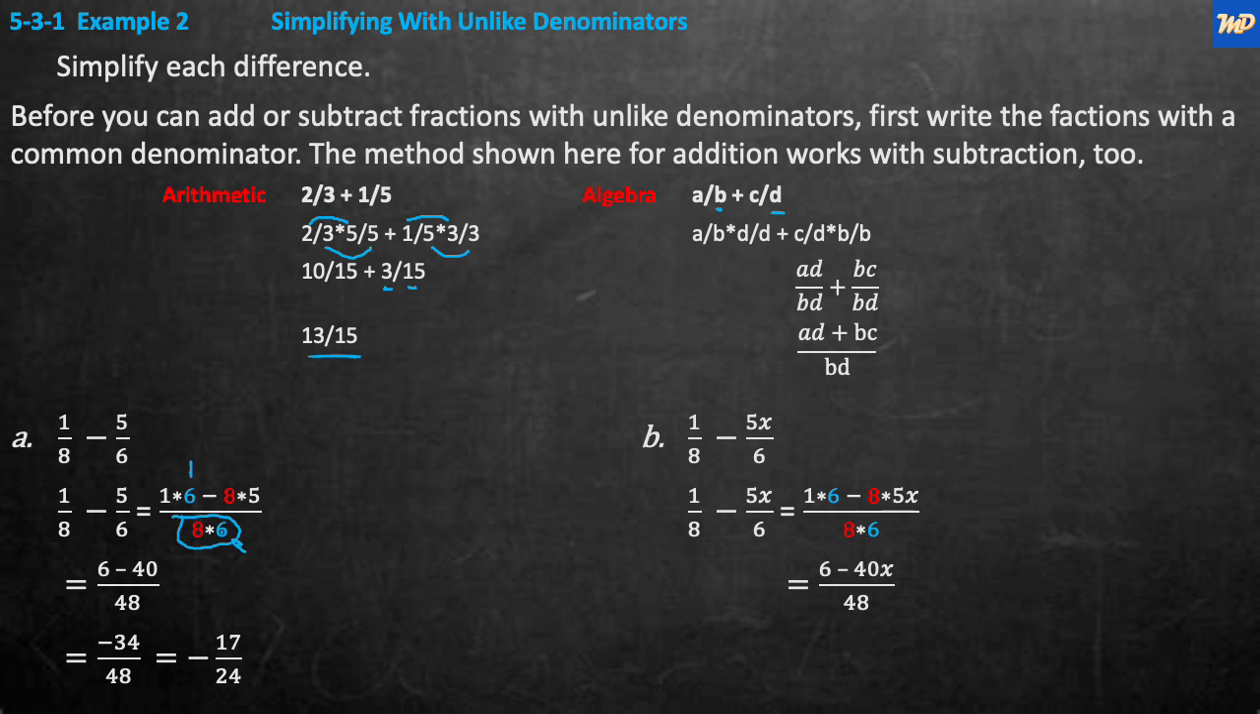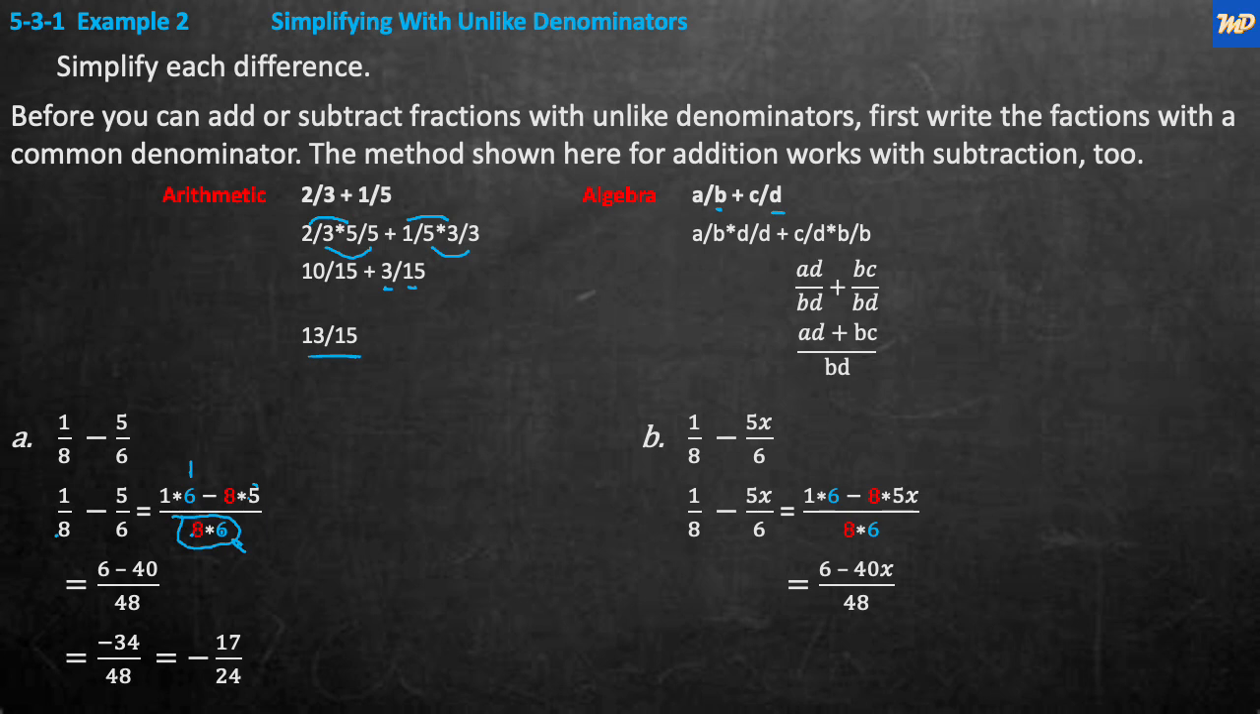And then the other one is 8 times 5. Here's the 8. 5 times 8 over 8. Here's the 8 over 8. And here's the 6 over 6. So the 5/6 gets multiplied by 8 over 8, and the 1/8 gets multiplied by 6 over 6.